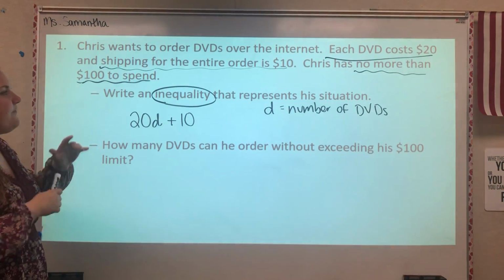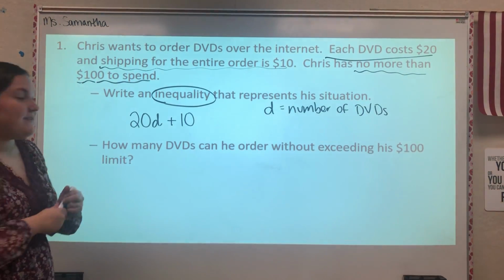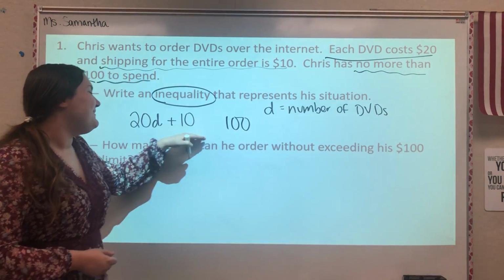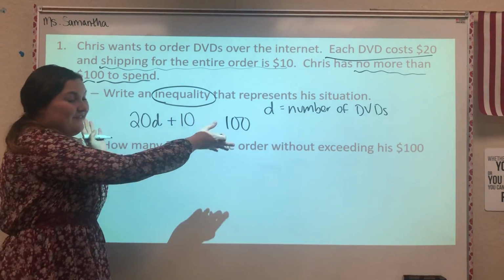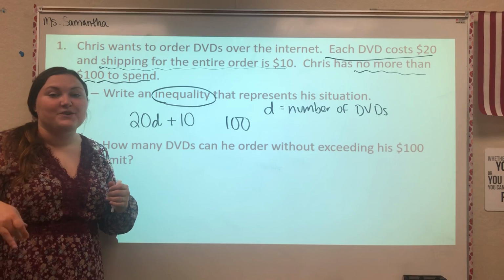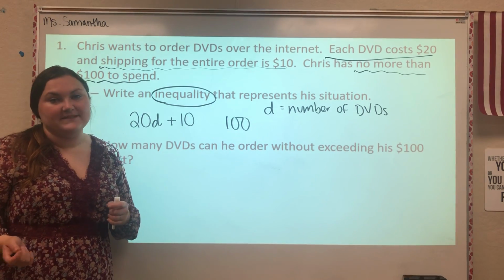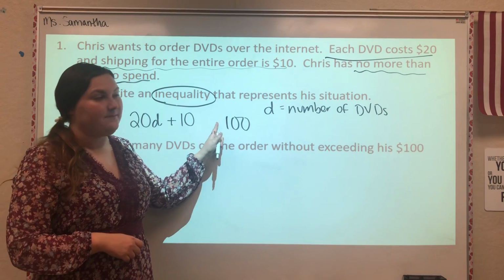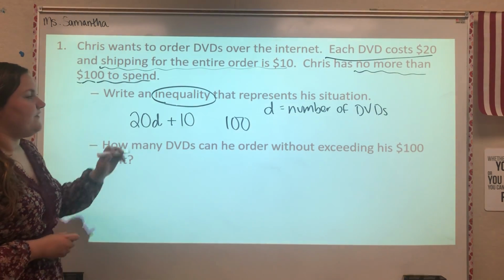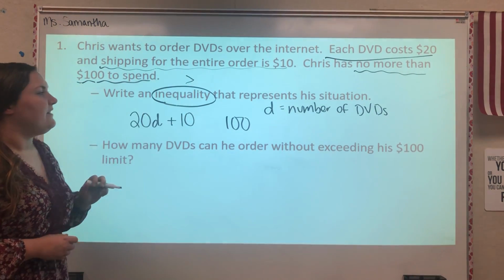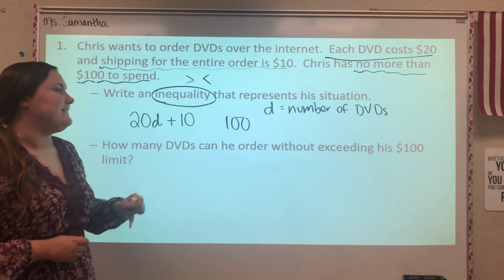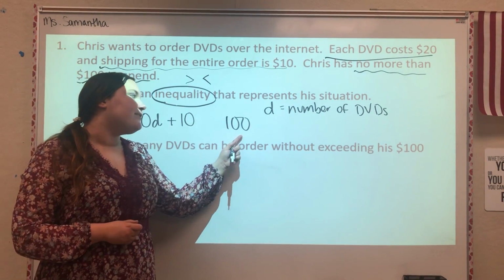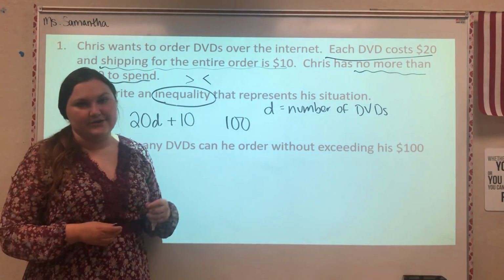We also know from the problem, on my other side is going to be that $100. He has no more than $100 to spend. I would say that a lot of this, what we have so far, is very similar to what we were doing with the equation word problems. And like I said, the difference today is there's going to be an inequality sign here. We have to decide first, do we want a greater than sign or a less than sign to go here? Do we want to say this is greater than $100, or do we want to say this is less than $100?